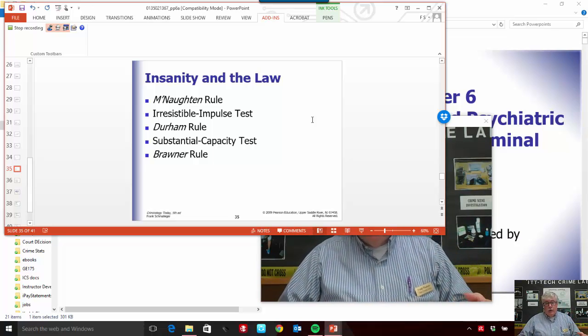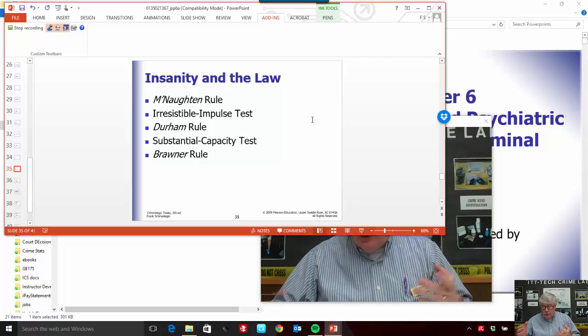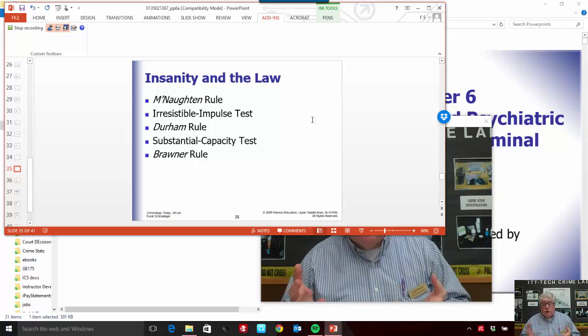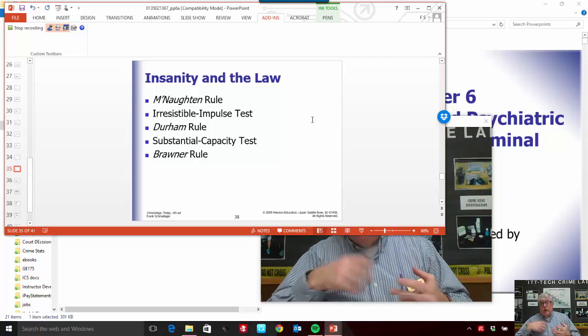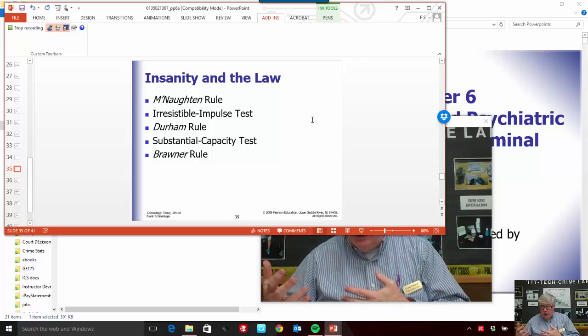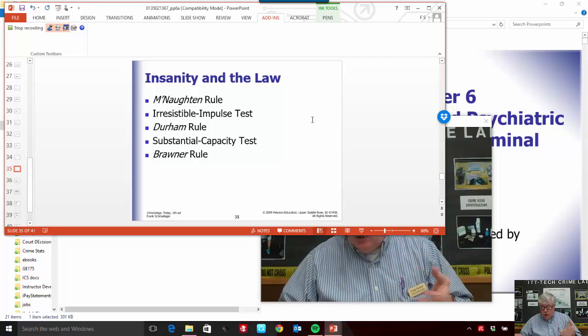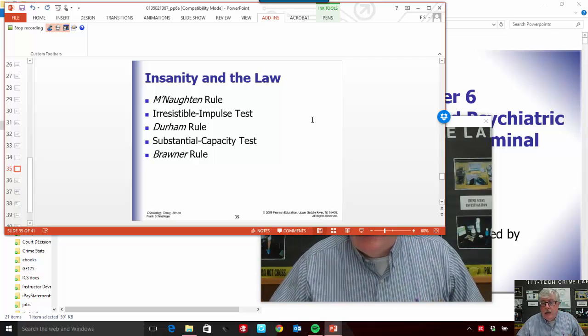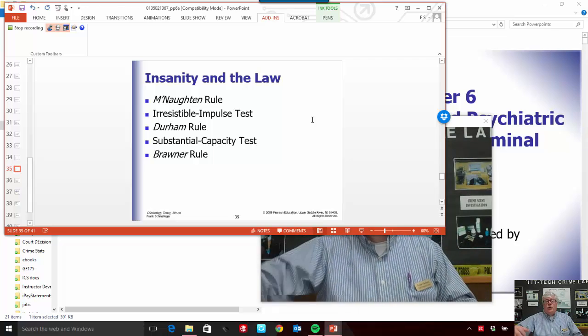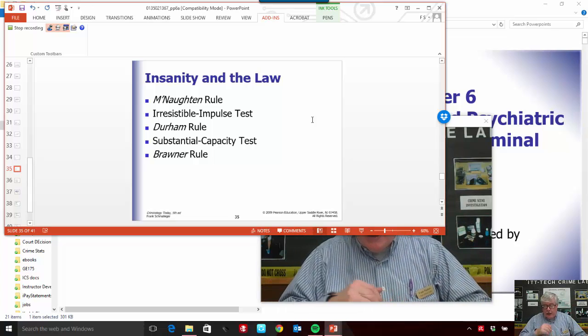That's the McNaughton Rule. Others: irresistible impulse is basically that the person couldn't control themselves. Okay, go back to control theory. There was an irresistible impulse. This person had no way to control themselves. You know the commercial, I think it's Doritos: you can't eat just one. Irresistible impulse. Once you eat one, you're going to eat the whole package.